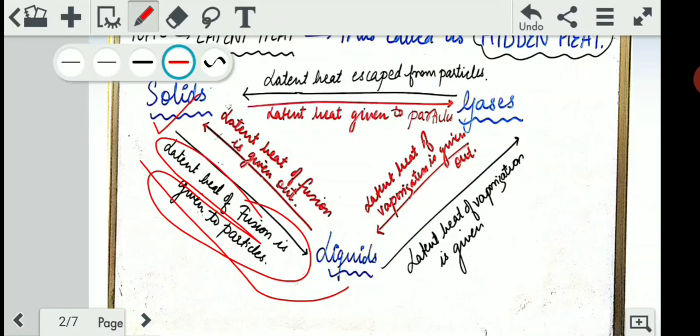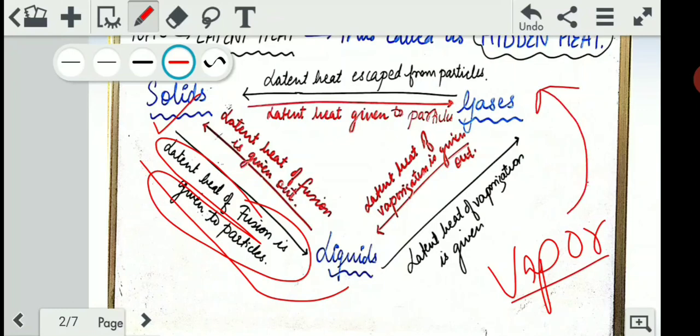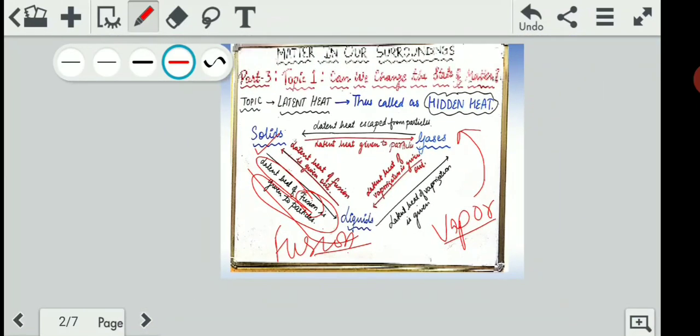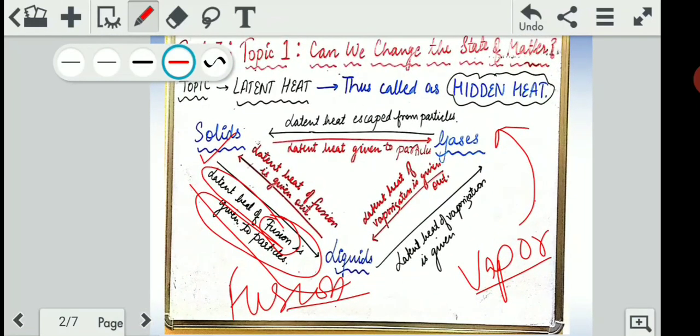From liquid to gas we give latent heat of vaporization, and from gas to liquid we give the latent heat of vaporization back. It is very simple to remember: vaporization is related to gases. So vaporization means the latent heat from liquid to gas or gas to liquid. And fusion is related to solids, because ice is formed by fusion, right? So fusion is from solid to liquid, and vaporization from liquid to gas. These are two names we have given separately for these processes. So that is the concept of latent heat. I hope you've been clear with this latent heat concept.